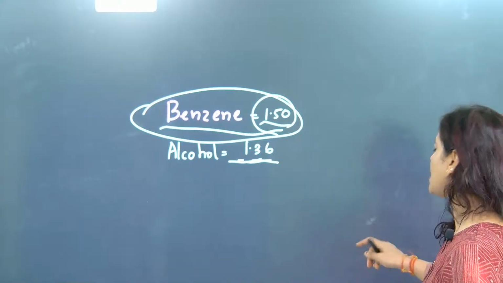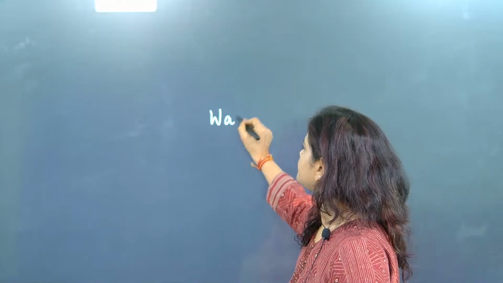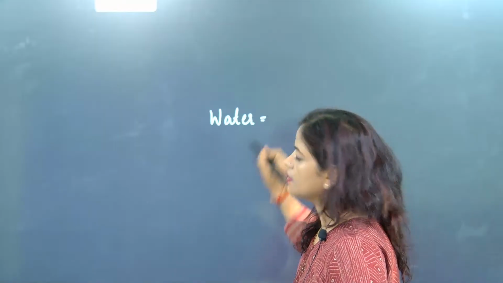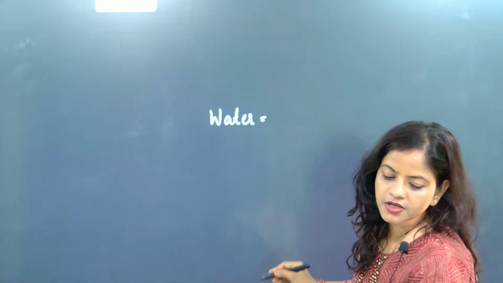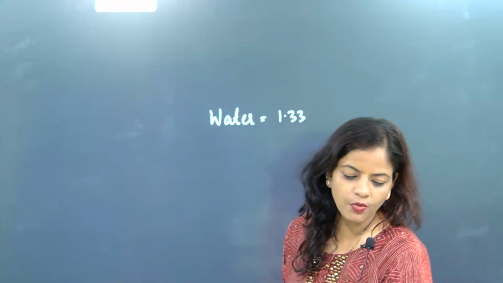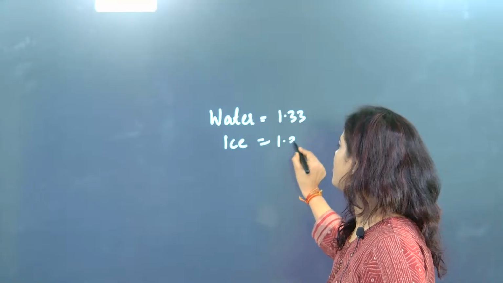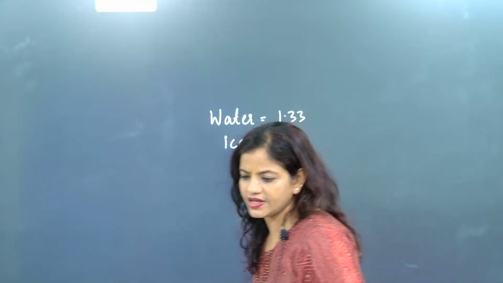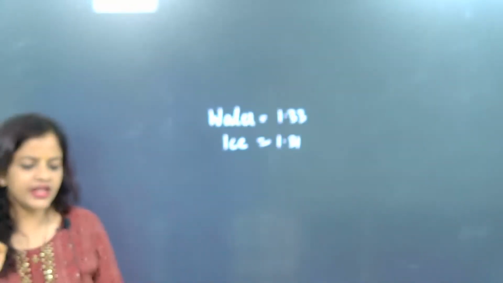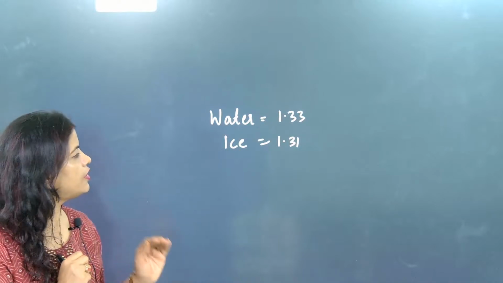We will start solving one question. Before that, the refractive index of water is 1.33 and the refractive index of ice is 1.31. Slightly varying. Okay, children, a slight variation is there between water and ice.